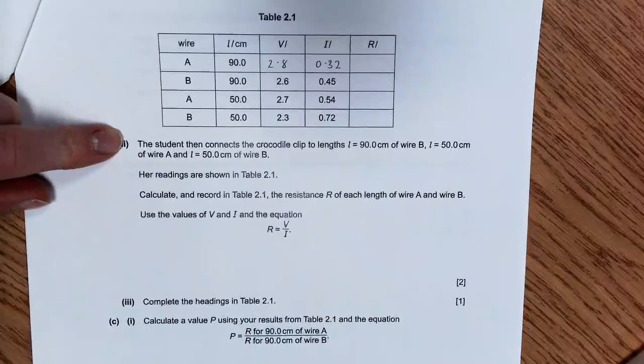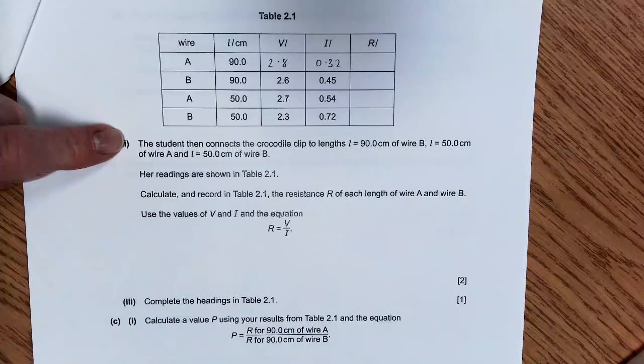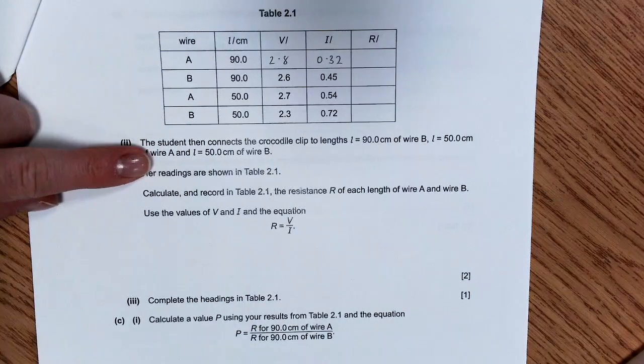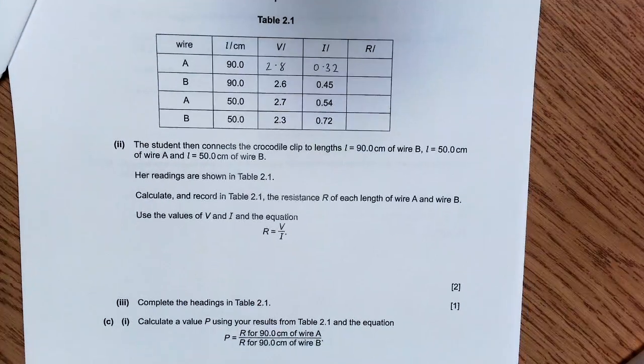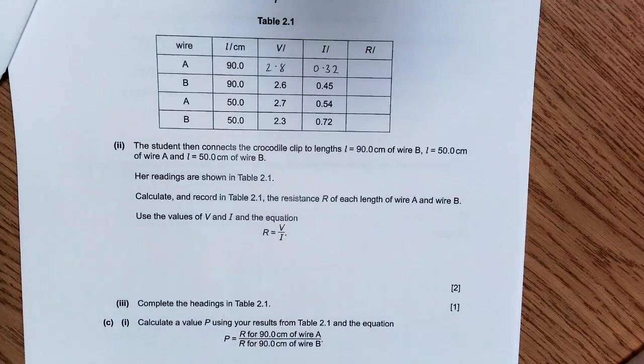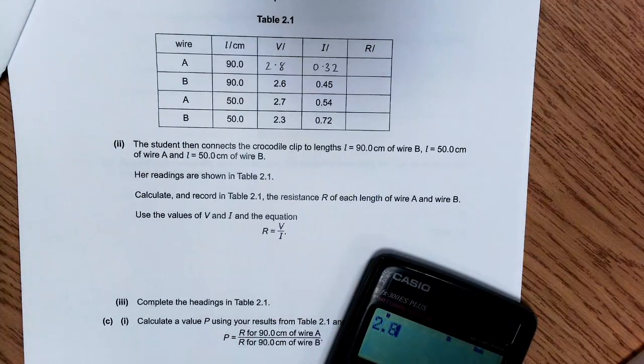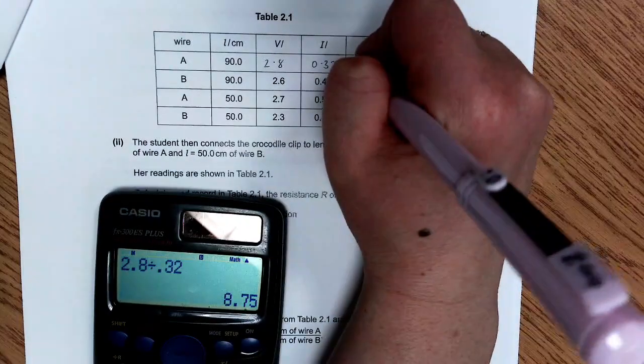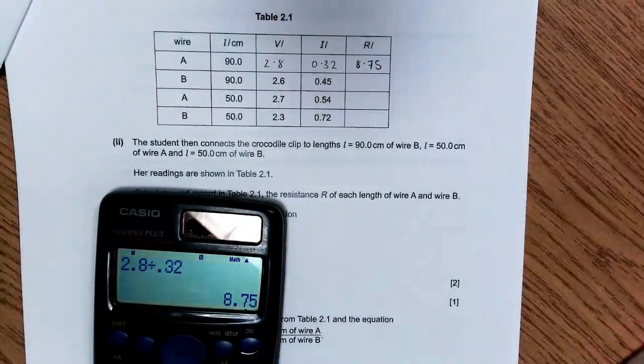The student connects the crocodile clips to lengths 90 of wire B, 50 of wire A, and 50 for wire B. Her readings are shown in the table. Calculate and record in table 2.1 the resistance of each length of wire. So they even give you the equation for resistance. It's voltage divided by current, so we're doing 2.8 divided by 0.32, and we get 8.75 ohms for the first resistor.